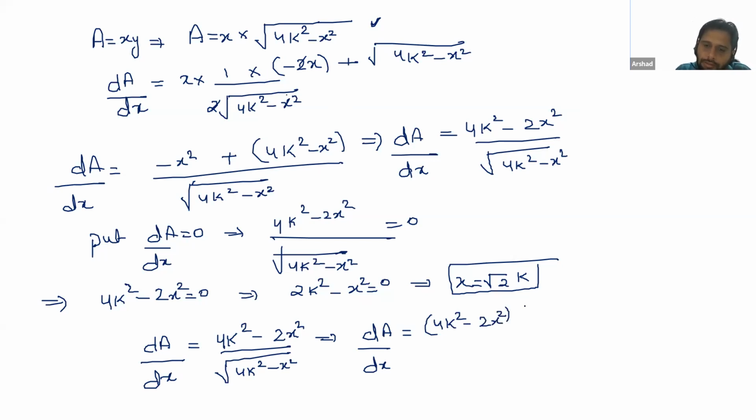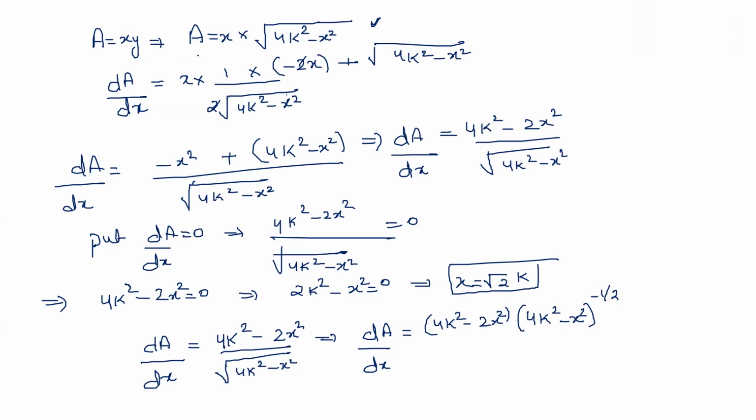This can be written as 4k squared minus x squared to the power minus 1 by 2. Okay, root means 1 by 2. If we take this to the numerator, it will become minus 1 by 2. Now apply the product rule because the product rule is simpler than the quotient rule. So now please apply the product rule and complete this question.